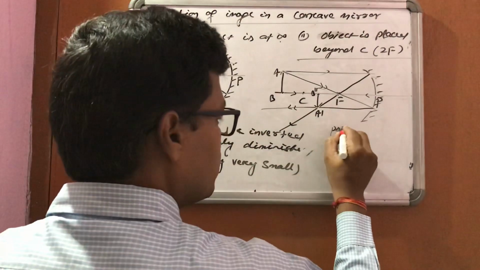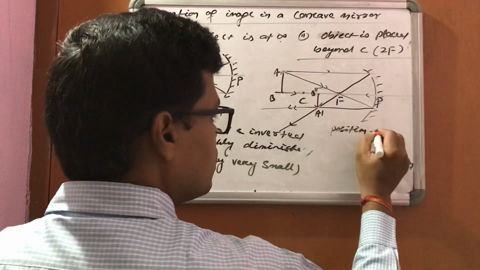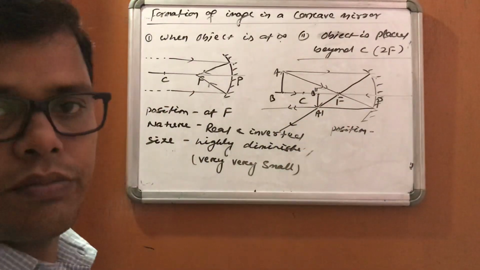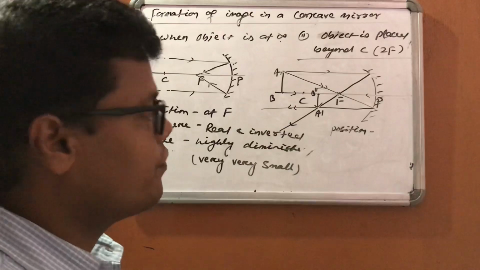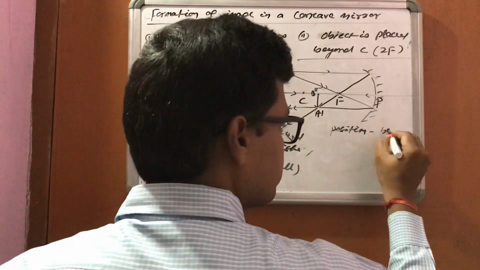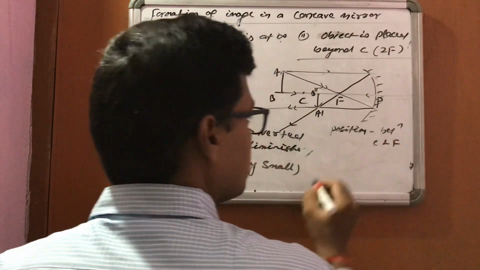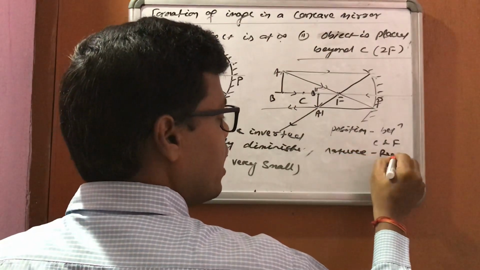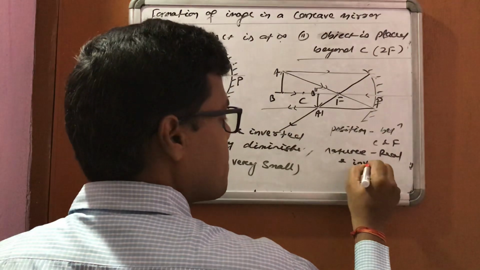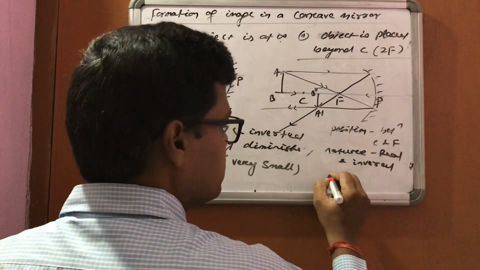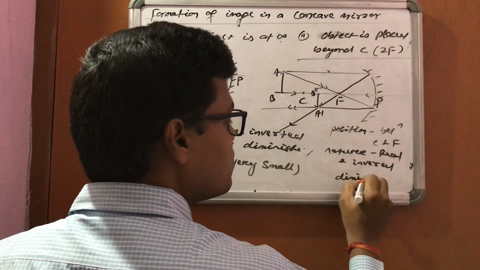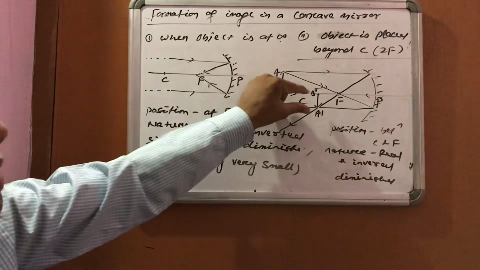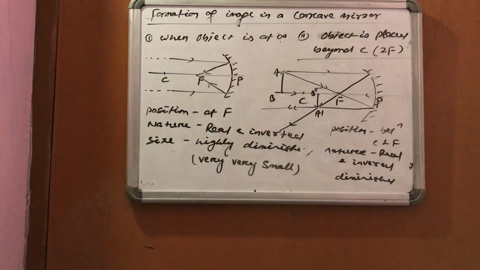What is the position, nature and size of the image formed? Position is what? It is in between C and F. The image is formed between C and F. The nature: real and inverted. Size: diminished. Diminished means small size of it. You can verify. Here the size of the image is smaller than the object.